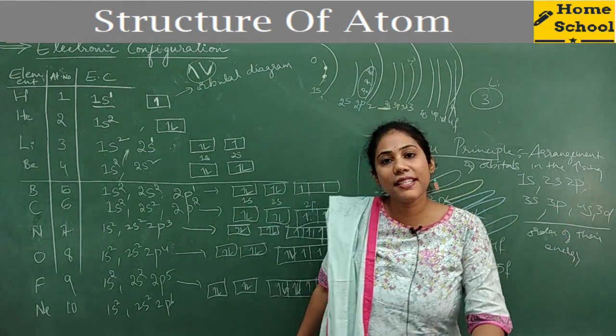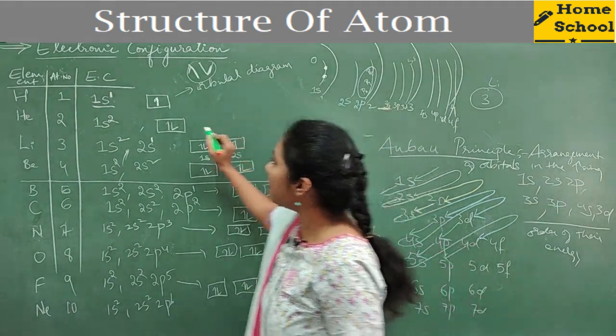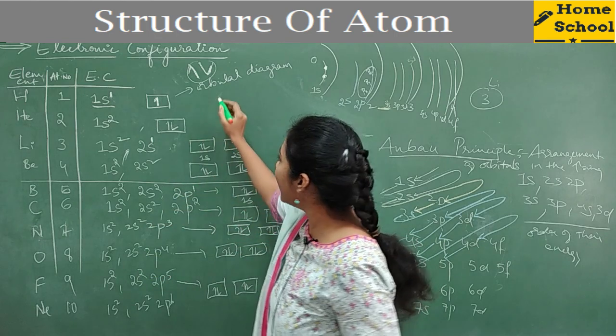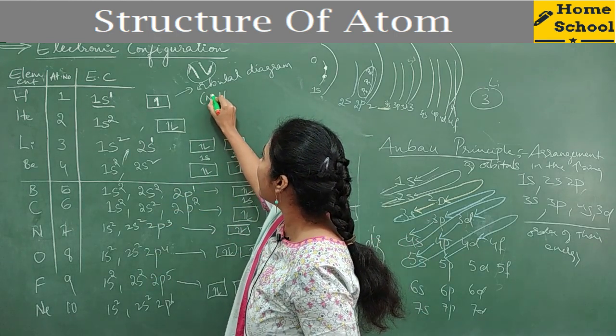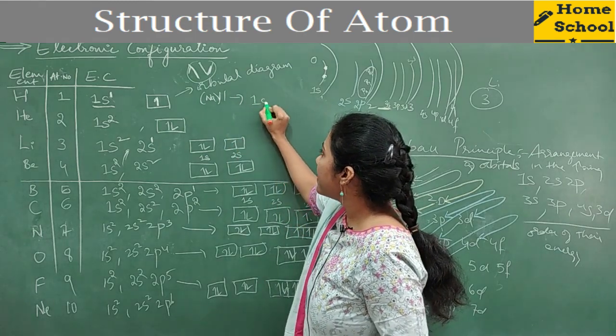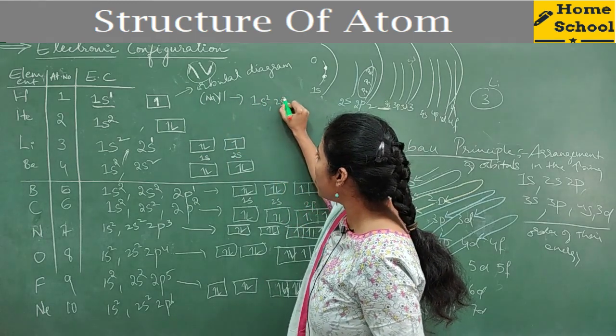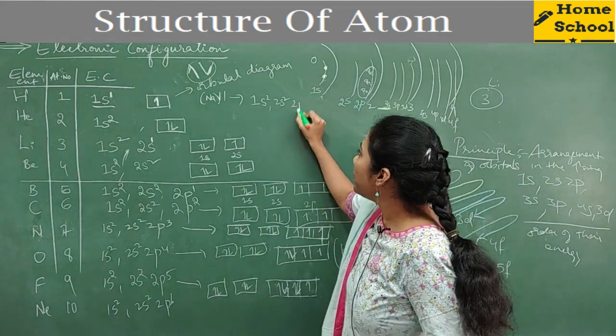So the 2p subshell is completely filled now. Okay, fine. And now let me write it for one more element, that is sodium. Atomic number 11 for sodium. For sodium I will show: 1s2, 2s2, the 2s orbital completely filled, and 2p6.